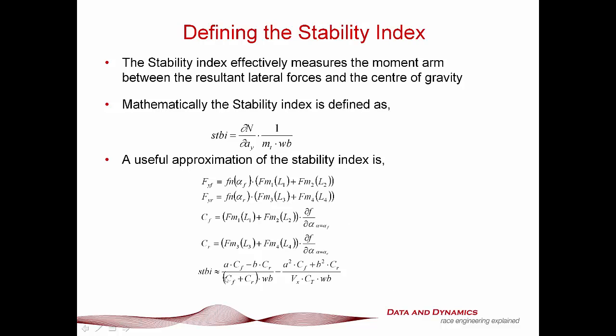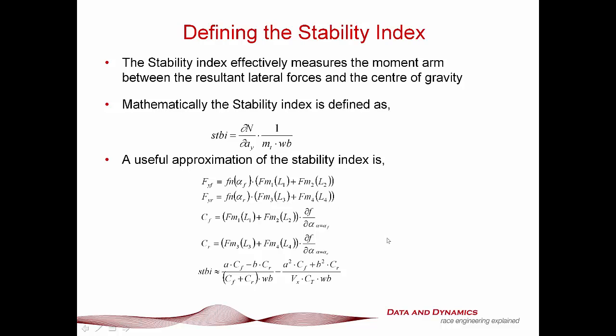So when we put all that together, the stability index can be approximated as A, which is the moment arm from the front axle to the center of gravity, times the change in force over the change in slip angle at the front, minus B times the change of rear force over rear slip angle, divided by the sum of those two, times the wheelbase, minus (a squared CF plus b squared CR) Vx CT over the wheelbase. Now, this term here is effectively the yaw damping term.